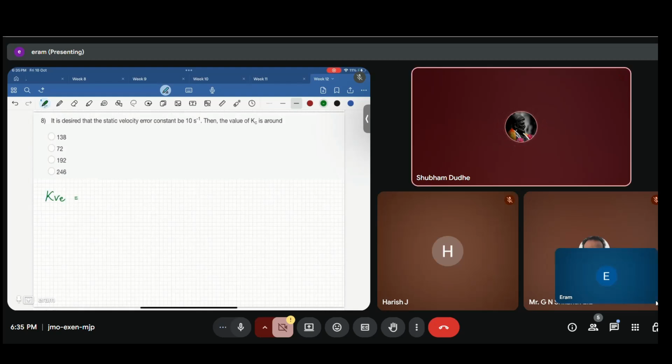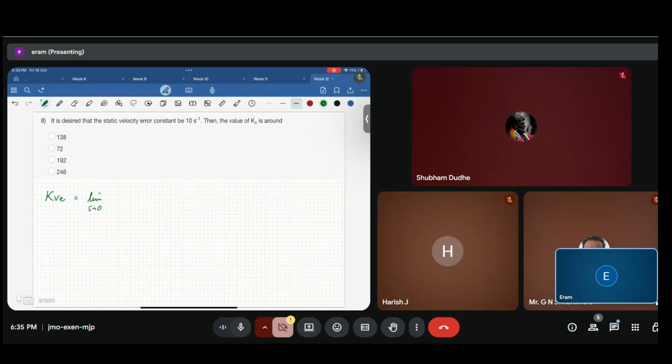Limit s tends to 0, s of G(s) H(s). So it is s G(s) H(s), and here we have a compensator also. So this G(s) is P(s) into Gc(s).